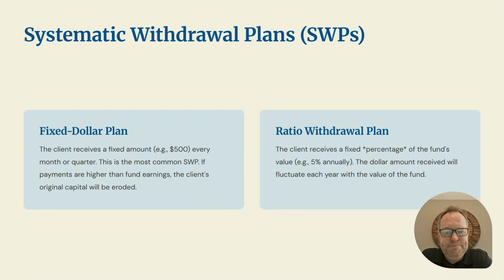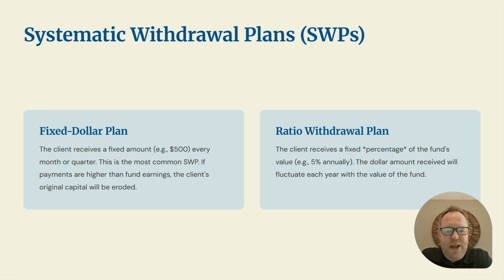If, on the other hand, you had a systematic withdrawal plan of $500 from a mutual fund that was actually creating $600 or $700 a month in interest or in returns, you would not be eating into your original capital, and your investment would actually increase even though you have an amount being withdrawn every month.